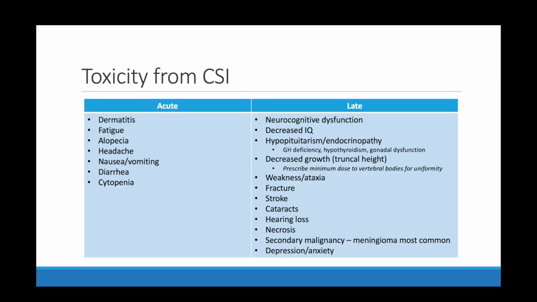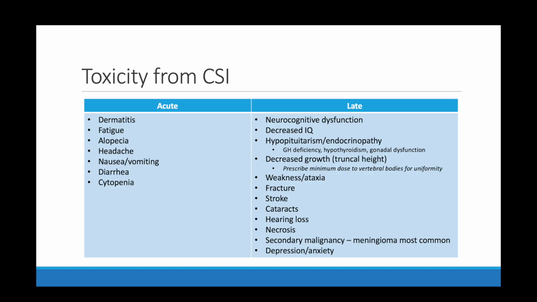So there are acute and late toxicities from radiation. In the short-term period, it's typically what you would expect: dermatitis, fatigue, hair loss, headache, nausea, vomiting. Patients may have diarrhea, and they may also have cytopenias from CSI. It's a pretty toxic treatment. The late effects, however, are probably what parents are most concerned about when they hear about CSI.